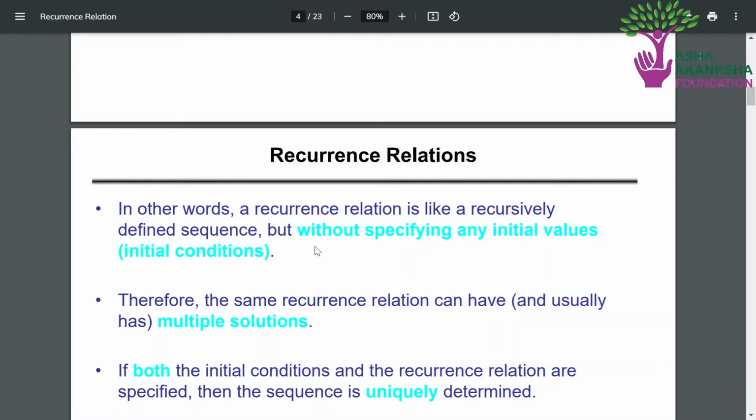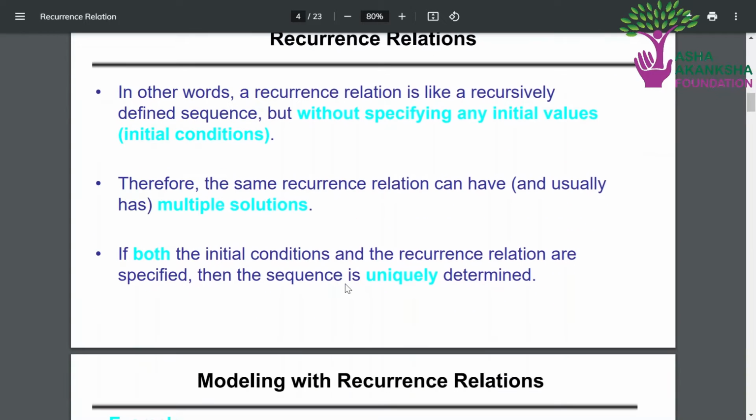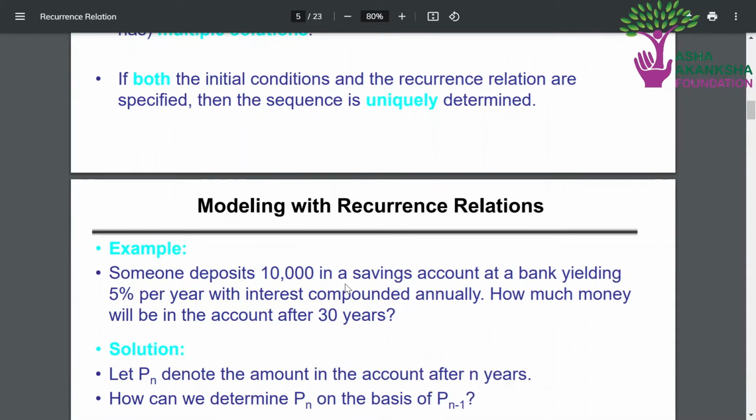Therefore, the same recurrence relation can have multiple solutions because the initial conditions are not unique. But if we set both the initial condition and the recurrence relation, then the sequence can be uniquely determined, and we cannot distinguish between two recurrence relations. So we'll now start with some examples.